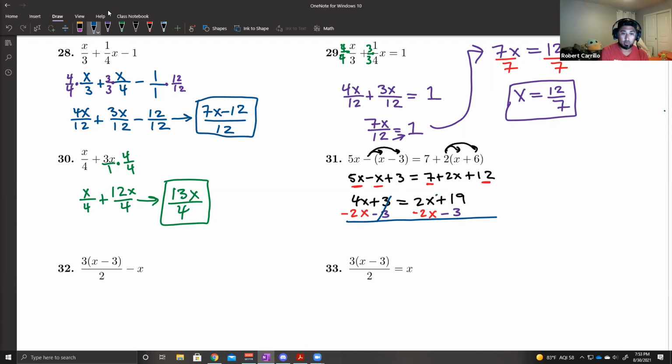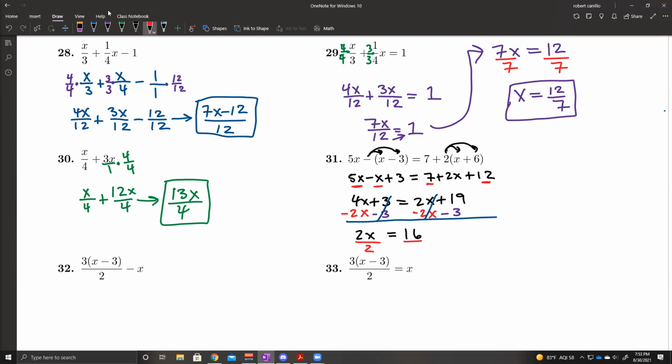Threes cancel, 2x's cancel, and 4x minus 2x, we get 2x equal to 19 minus 3, 16. Divide by 2, and x is going to equal what? 8. Good. x equals 8.